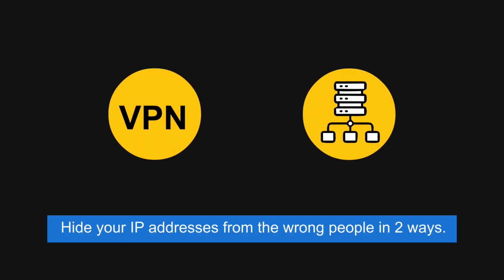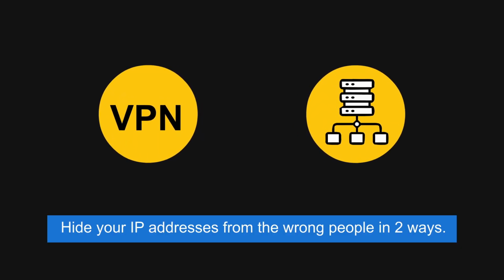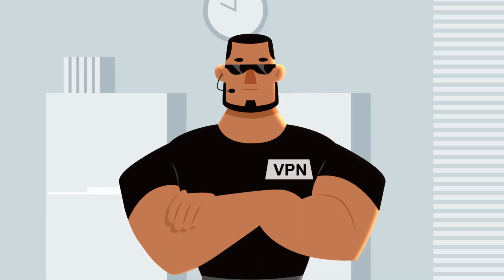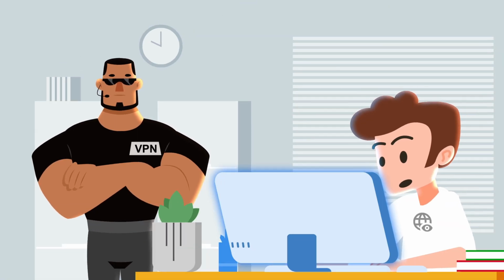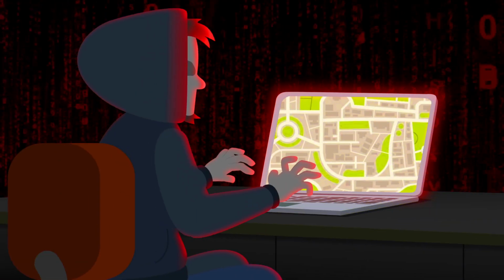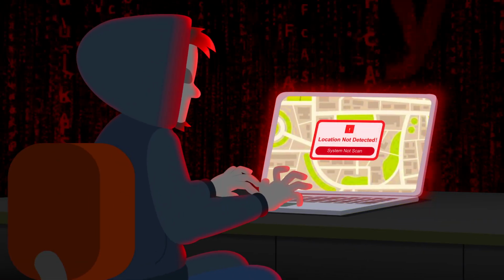Luckily, you can hide your IP address from the wrong people in two ways. Let's dive a little deeper. A virtual private network, or VPN, is like having a bodyguard for your internet connection. A VPN will mask your IP address, so a cybercriminal won't be able to know where you are.